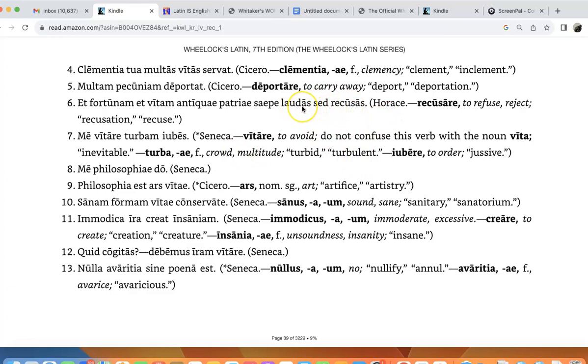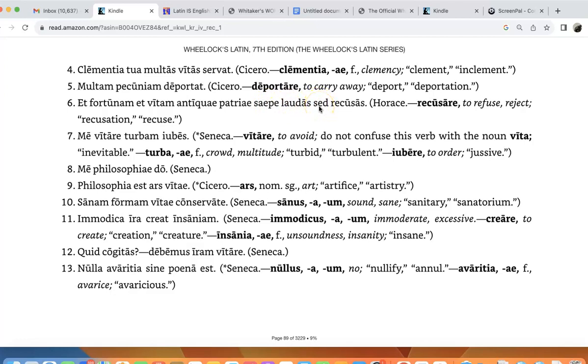Laudas sed recusas. And then recuse, like in a court of law, if you're recusing yourself, you're basically refusing or rejecting participation in the court proceedings because of some conflict of interest. All right, so we have all that, but now we have to put it in a sentence. English does like to start with the subject and verb, so if we can do that, it's probably going to be better. And then remember, saepe means often.